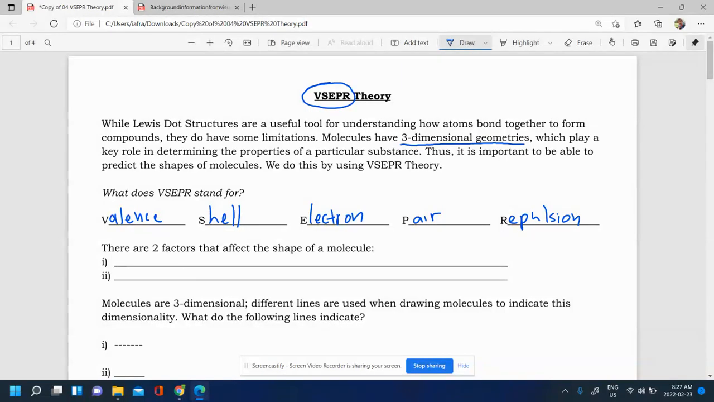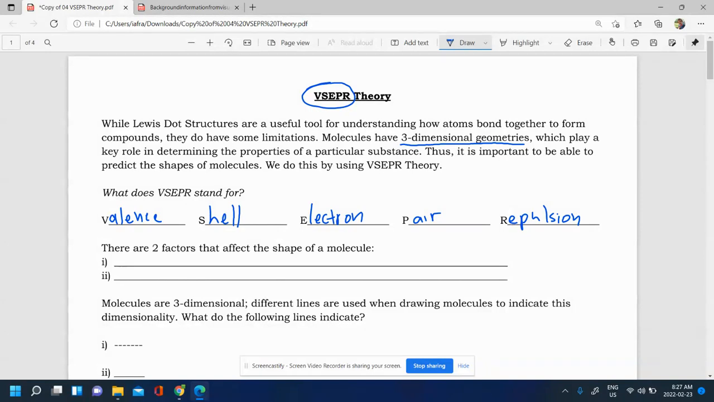Because the electrons have the same charge, they're all negative, they're going to repel each other. And they're going to repel each other and space out in a way that minimizes the repulsion. They don't want to feel too strained. So they're going to space out in a way that minimizes the overall repulsion felt by the atoms and the electrons of that molecule.